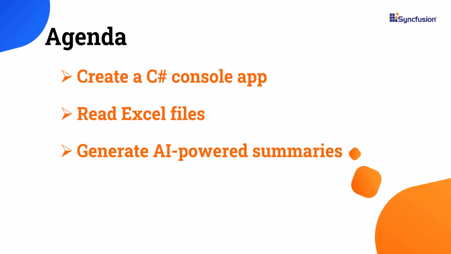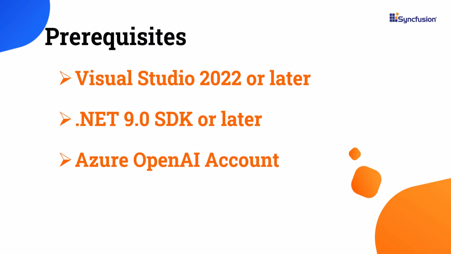In this video, I will show you how to build an AI-driven Excel summarizer using the Syncfusion .NET Excel Library. This covers creating a C# console application, reading Excel files, and generating summaries using Azure OpenAI. The prerequisites for this tutorial are Visual Studio 2022 or later, the .NET 9.0 SDK or later, and the necessary credentials for your Azure OpenAI account.